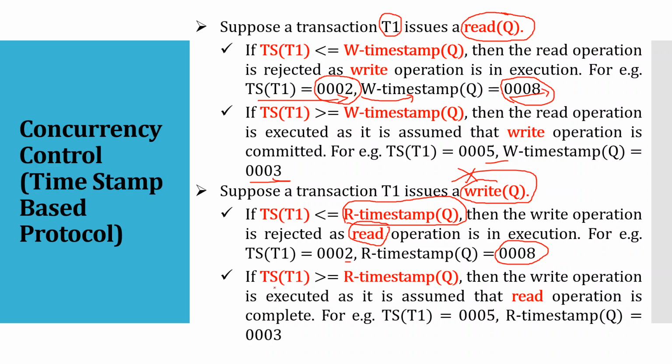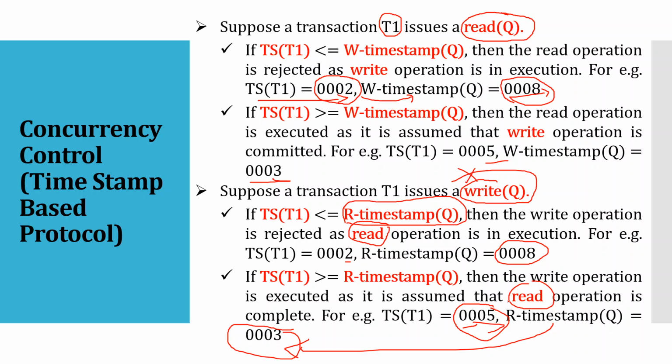Similarly, you can see here if TS of T1 is greater than the read timestamp, then it will allow the write. Let us say TS of T1 is 5 and the read timestamp is 3. So it wants to write at 5 o'clock, but the read was already completed at 3 o'clock. So it is allowing you to write the data item because it is assumed that the read operation is already completed. So you have to just focus on one particular concept.